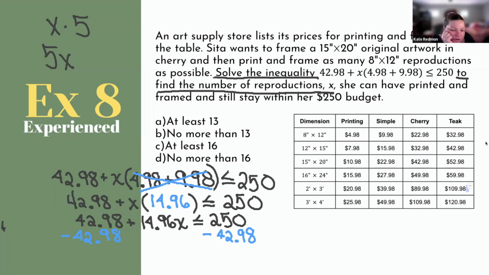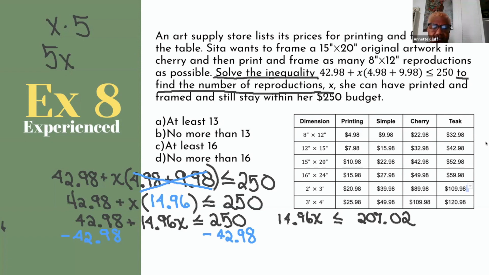Okay, let's see what our new inequality will be. 207.02 on the right-hand side. Beautiful. And how about on the left-hand side? We're going to bring down the 14.96x. Beautiful. I still have 14.96x. And I subtracted. Subtracting never, ever, ever affects the inequality symbol. What number is over there with x? 14.96. What's he doing? Multiplying. So I will divide. Beautiful. On the other side as well.